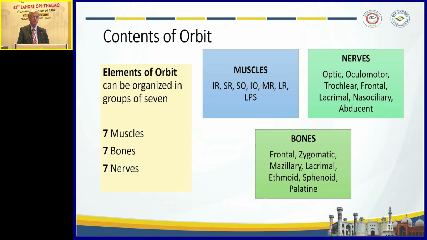The contents of the orbit. The elements of the orbit can be organized in groups of 7: 7 muscles, 7 bones, 7 nerves. The muscles are the inferior rectus, superior rectus, superior oblique, inferior oblique, medial rectus, and lateral rectus. I will not go into detail of the nerves and bones. This was just a review for the residents.